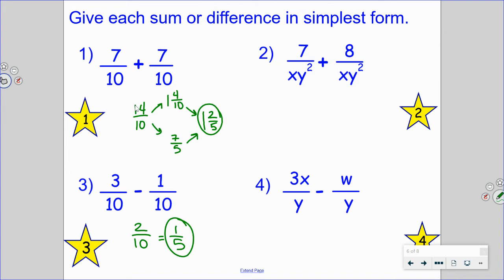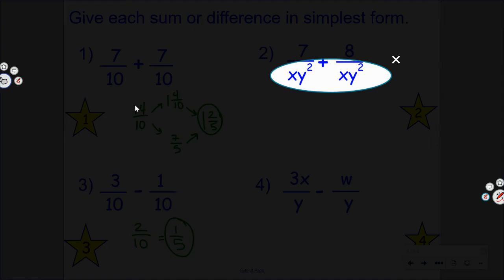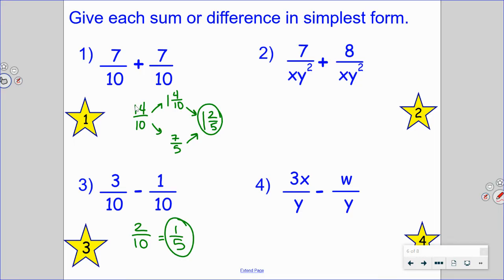Hey, what happens if they have algebraic denominators? Well, that's okay. Because as you can see, if you look at the denominators of these two fractions, they're already common denominators. So really all we must do is add 7 together with 8 and keep that common denominator. Now, of course, 7 and 8 makes 15. Can that be reduced? The answer is no. There is nothing shared by both the numerator and the denominator. And so that's as good as it gets, simplest form.